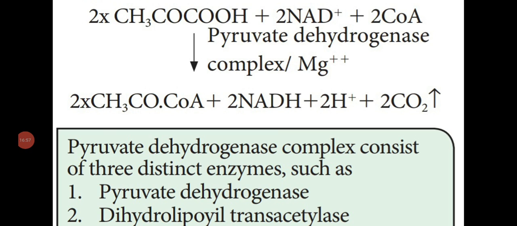Dear students, up to this we have completed the glycolysis process and its 2 stages, the preparatory and payoff phase, hexose or triose phase. How the link reaction is maintained, everything we have seen in this video.